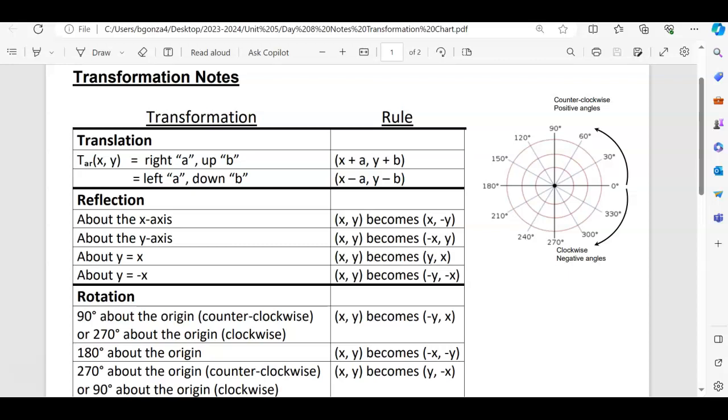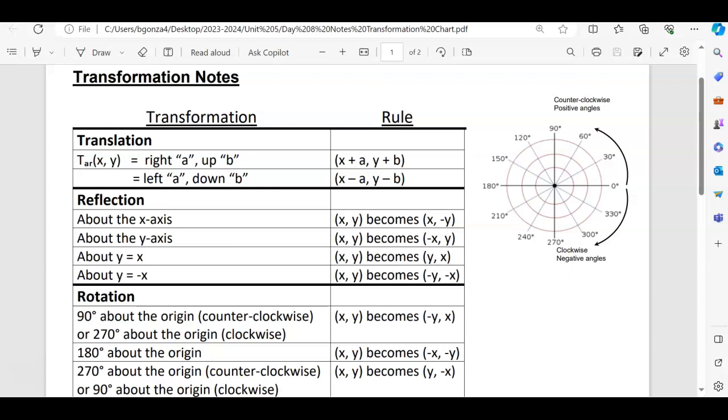Does everyone know that adding to an x moves it to the right, right? Positive numbers go to the right. What kind of numbers go to the left? Negative, right? Does everyone know this? Positive is right, negative is left. And what about up and down? Up is positive, down is negative, right? So all you're doing is adding and subtracting the x's and y's to get a translation. I'm going to show you an example on the back, but I'm just going over that.